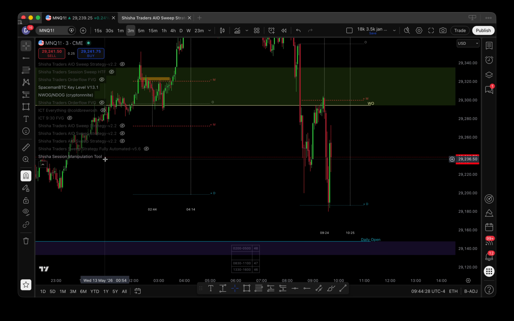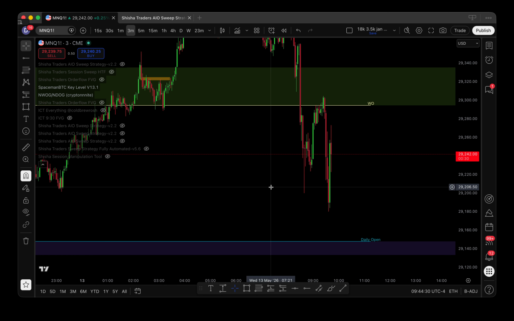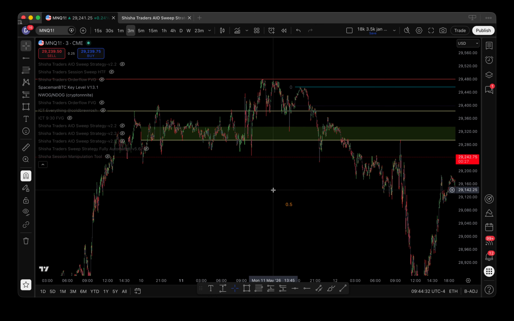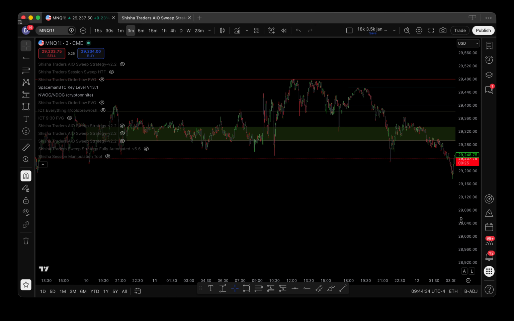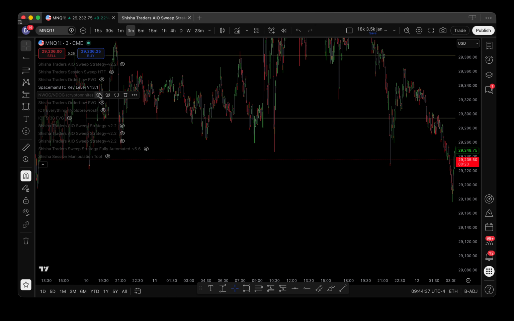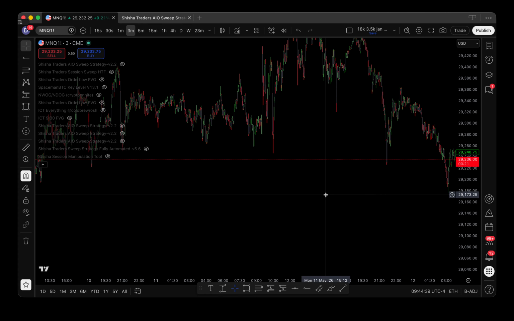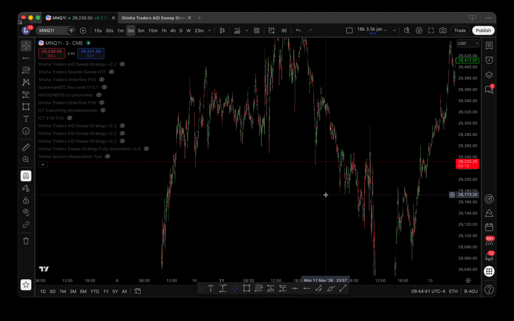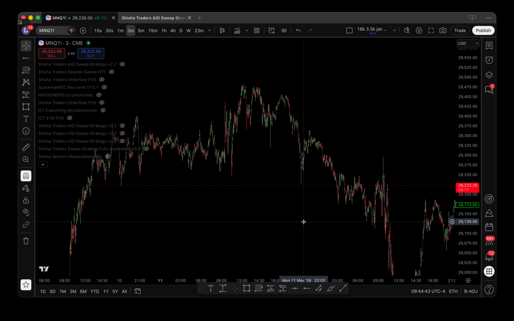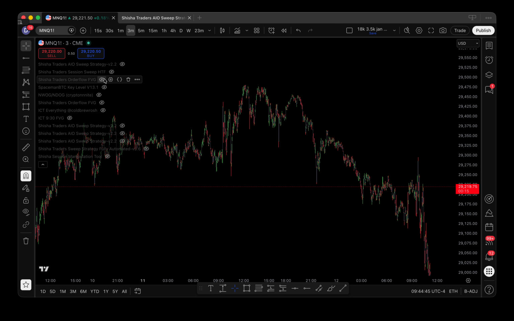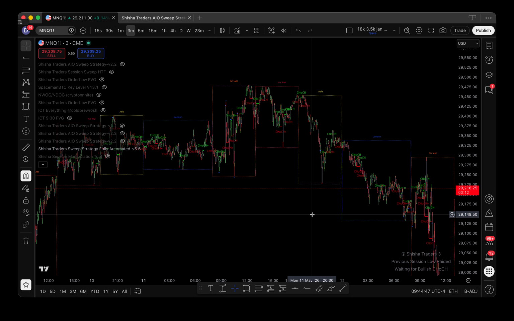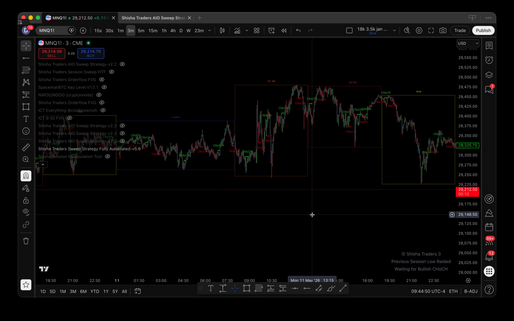Okay. So let me show you guys how to actually use this. Let me find a really good example. Now I'll have to cherry pick a little bit because I just built this literally a few minutes ago. I mean, I finished building it a few minutes ago. But we're not gonna go too much further back. We'll just see a really obvious sweep strategy trade.